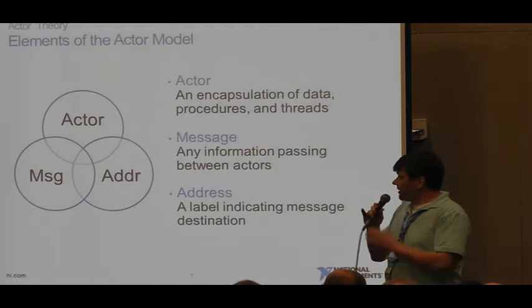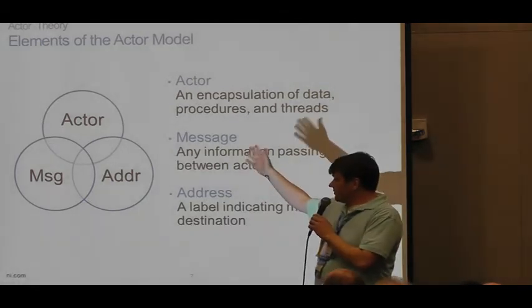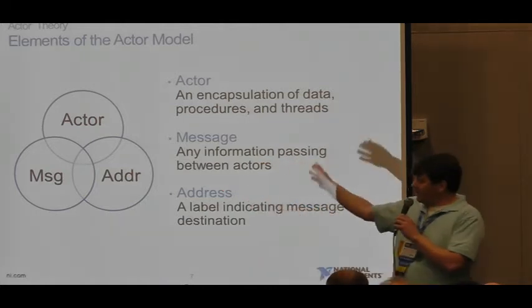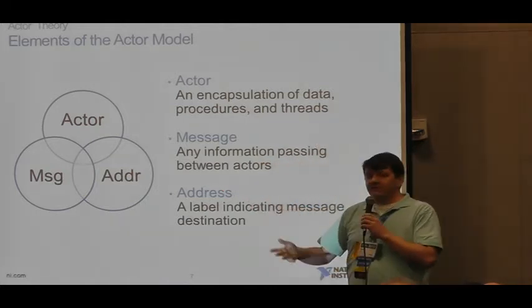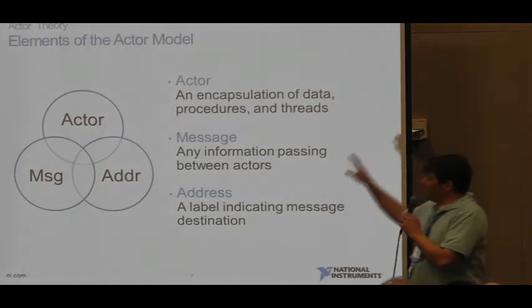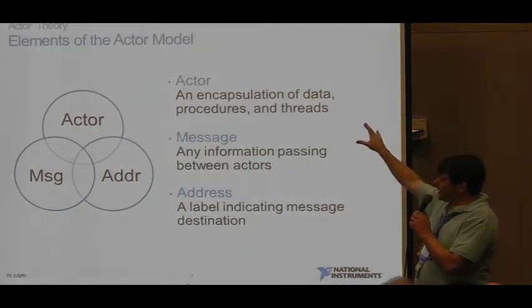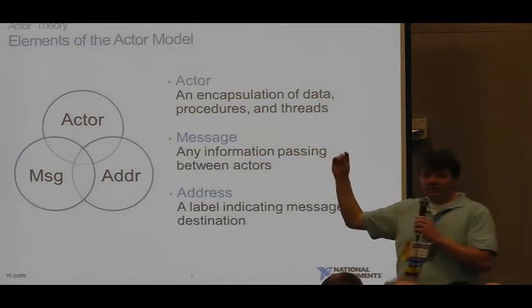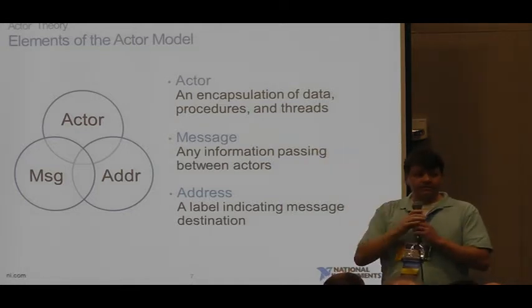Elements of the actor model. Actors have 3 different elements. You have your actor, you have your messages, and you have your addresses. That's all there is in the actor model. Okay? So, those 3 things. An actor is a logical encapsulation of data, procedures, and threads.